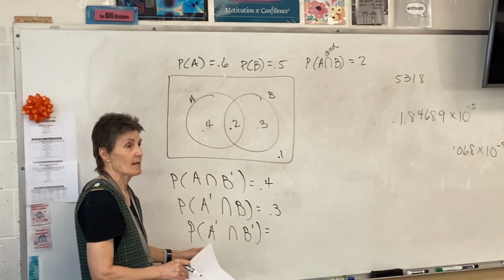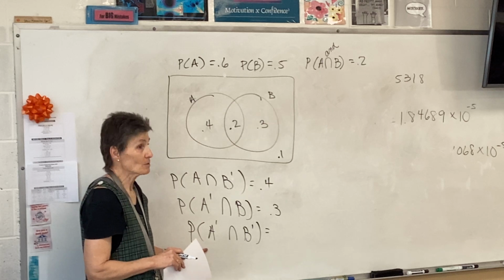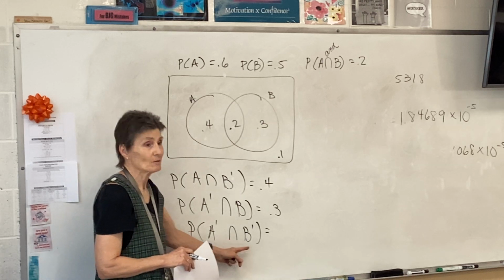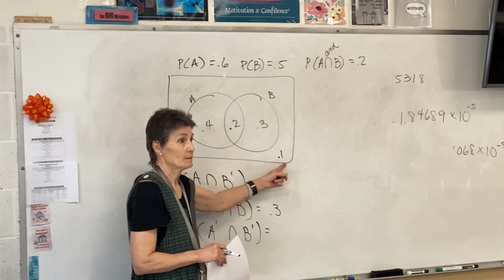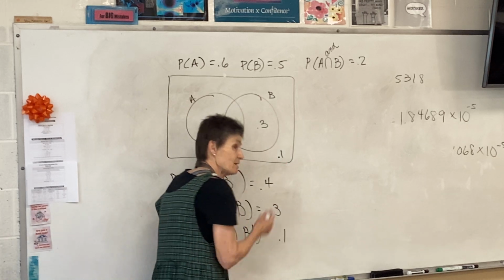Okay, what does this one say? I don't like apples, and I don't like bananas. So that's here, right? Isn't that 0.1? Those are the guys that don't like either one.